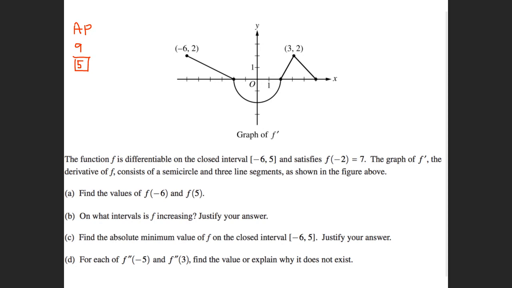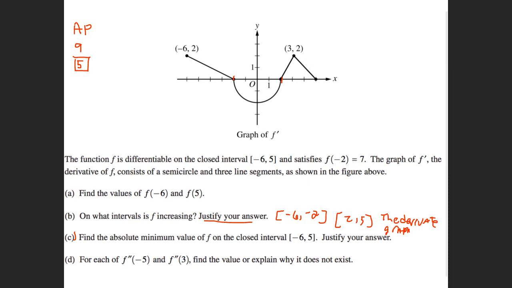So for part B, I would say between -6 and -2, it's increasing. And between 2 and 5, it's increasing. And to justify your answer, the derivative graph is above the x-axis. That's all you have to say. Where is it decreasing? Well, it's decreasing from -2 to +2. Now we have to do part A, because part A is going to help us with part C.